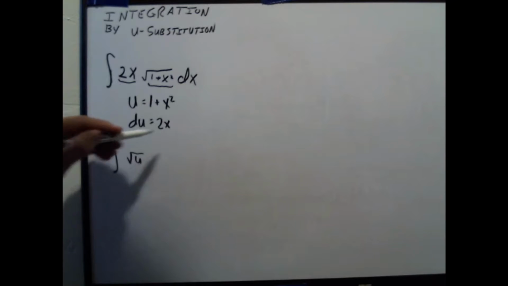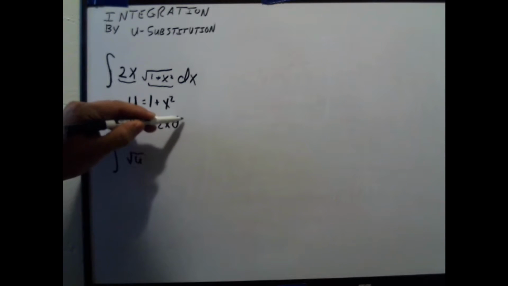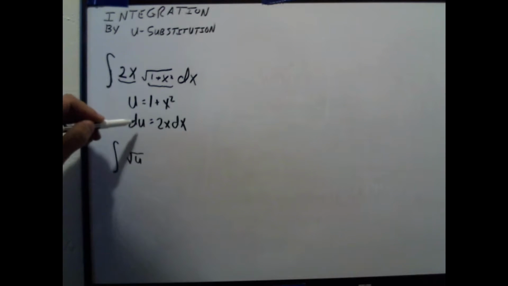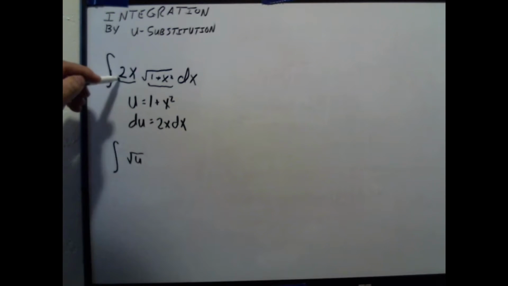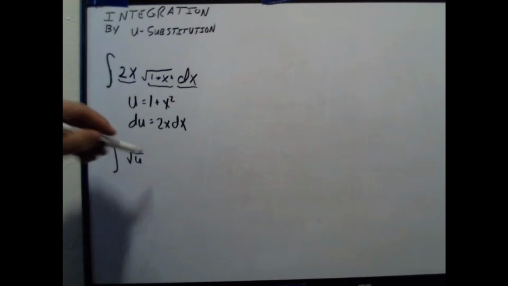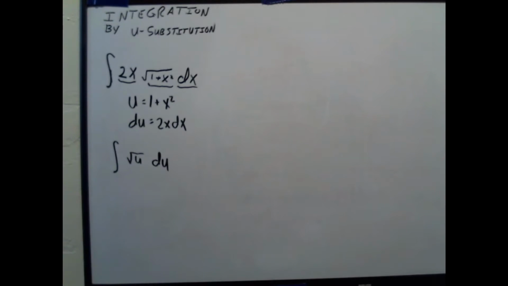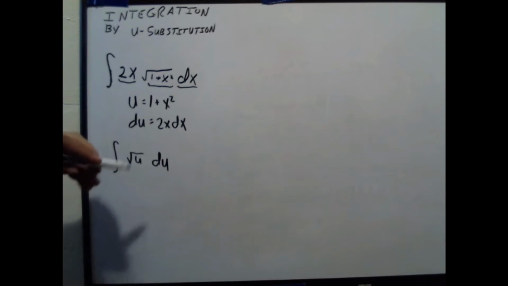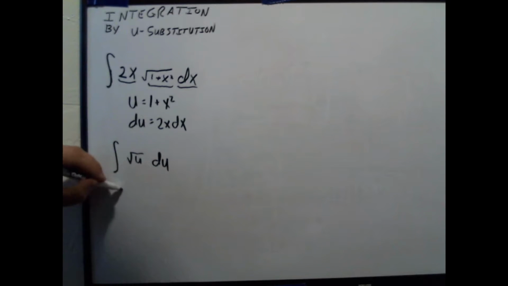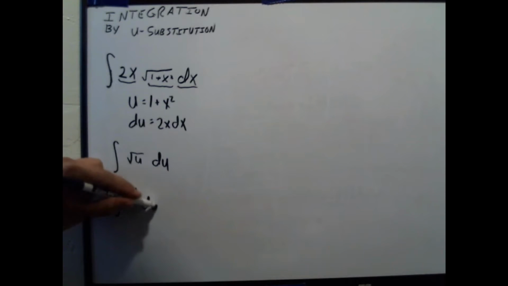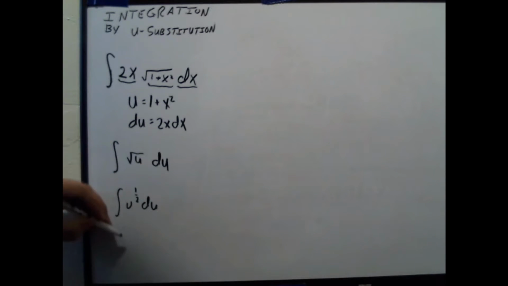Now if I write du, and I forgot my dx right here, if I write du, that means that's going to take the place of a 2x dx. And I've got a 2x here and a dx here. So, I've now built a very simple integral. In this case, I'll simplify it further to u to the 1/2 du, and I'll begin integrating.